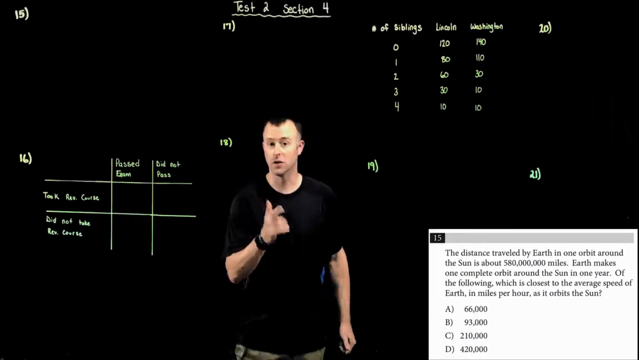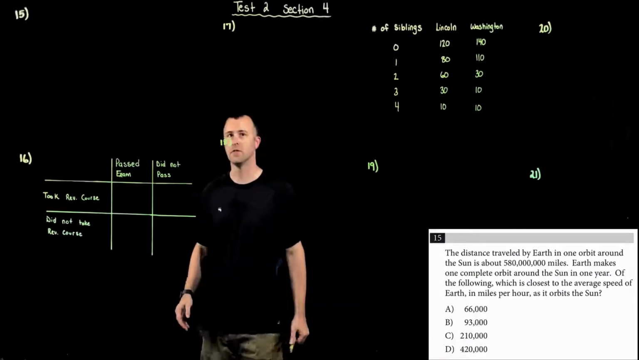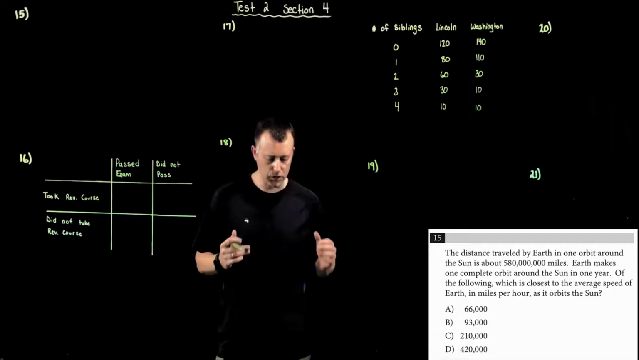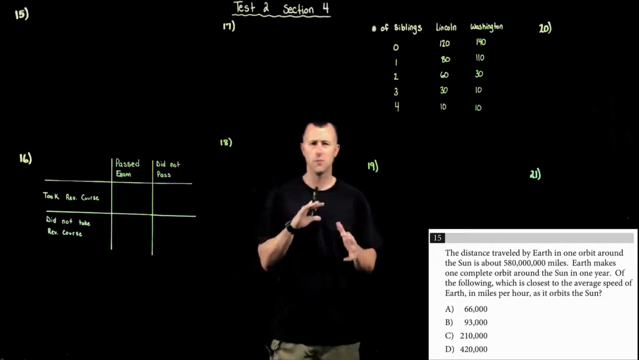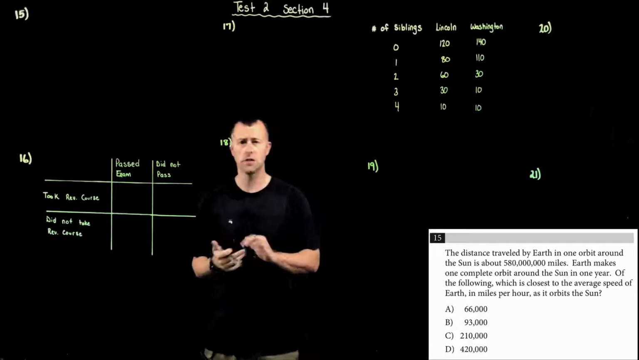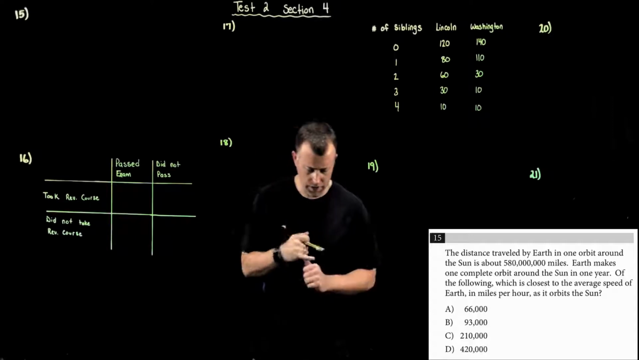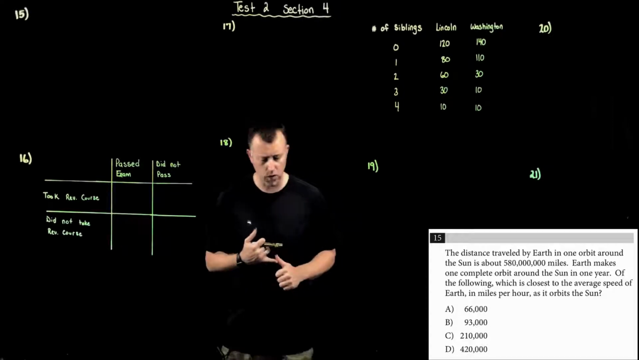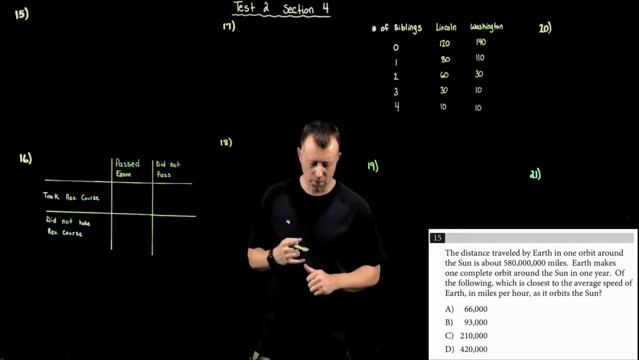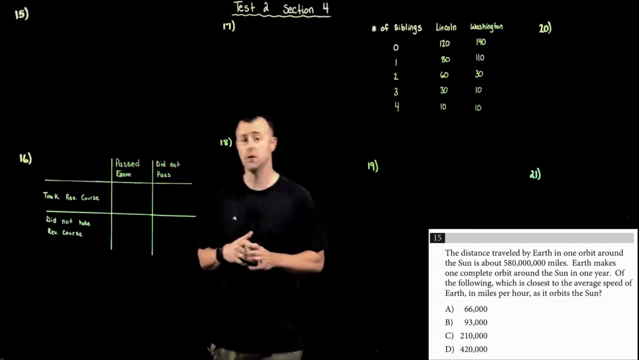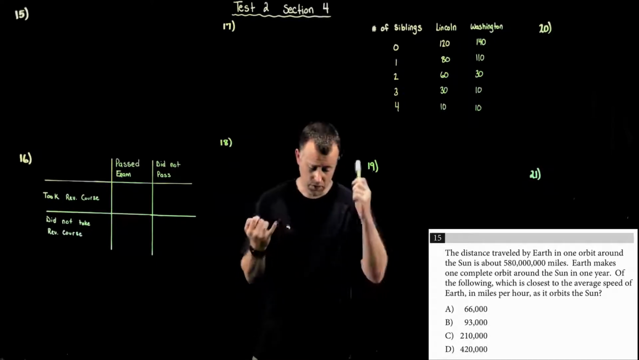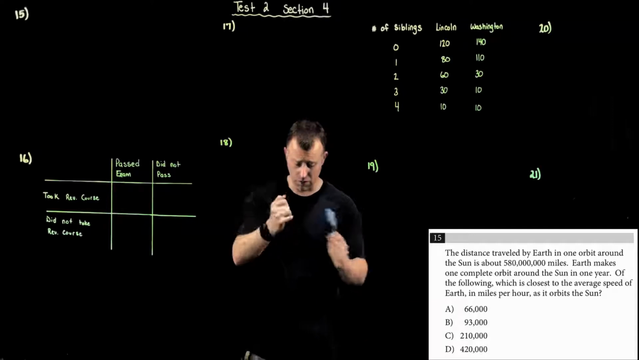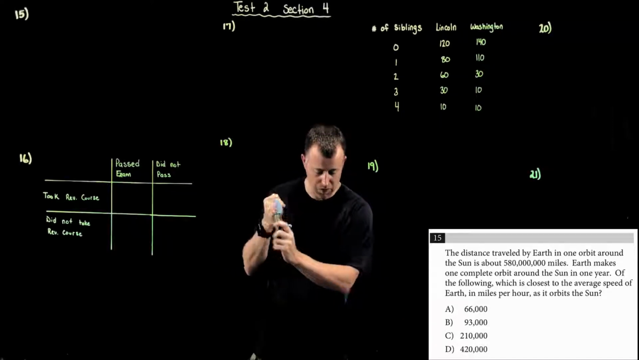All right, guys and girls, moving on to number 15, test 2, section 4. This one looks like we got a little bit of converting equations going on here. We have the distance. They're telling you the distance traveled by Earth in one orbit around the sun is about 580 million miles. So they're giving you a distance. Now, there's a couple of ways we can really treat this, and that is one of them. They're giving us a distance.